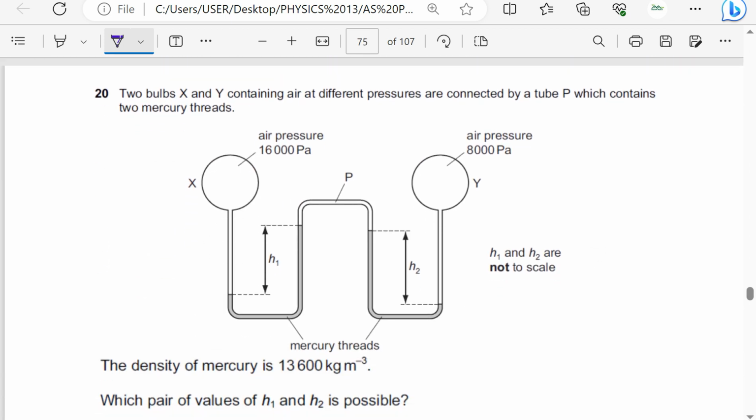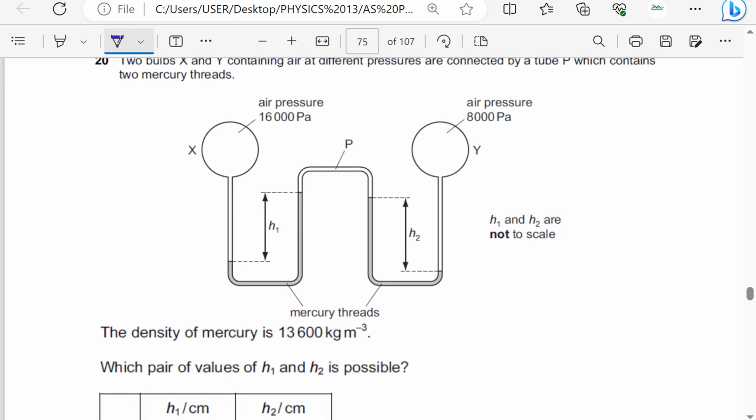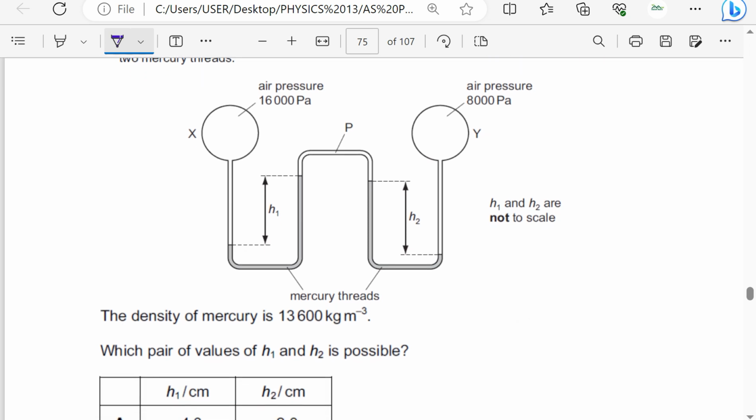Two bulbs X and Y containing air at different pressures are connected by a tube P which contains two mercury threads. The density of mercury is 13,600 kilograms per meter cubed. Which pair of values of H1 and H2 is possible?